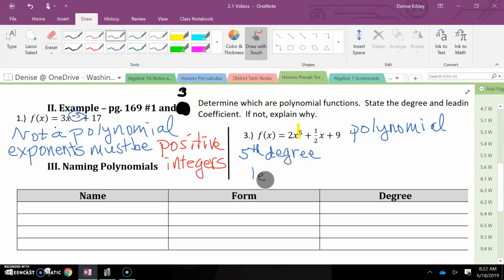And the leading coefficient is the coefficient that is with the highest degree term. So the leading coefficient is 2.